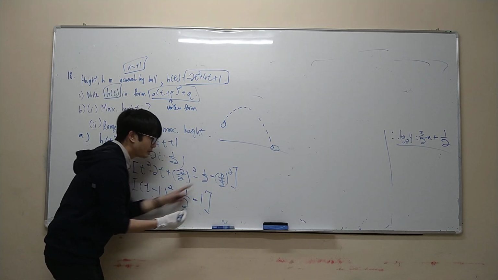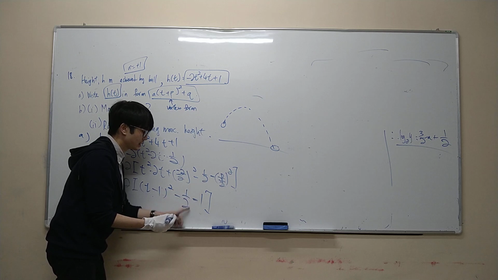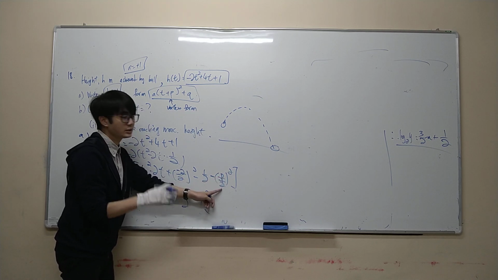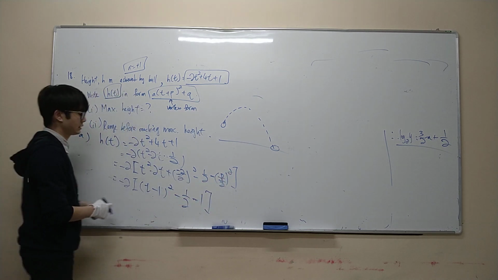Because here is minus. Can you see the minus is outside the bracket? Yeah, so there's still a minus here. And negative 2 divided by 2 is negative 1. Negative 1 squared is 1. So that's how you do it.